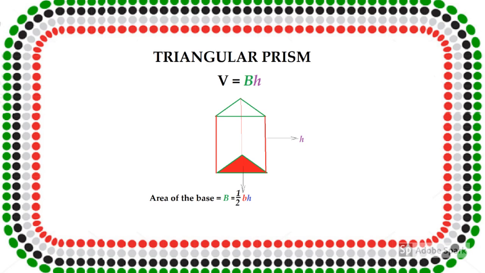So, the area of the base is 1/2 base times height. And we are going to multiply the height of the prism.